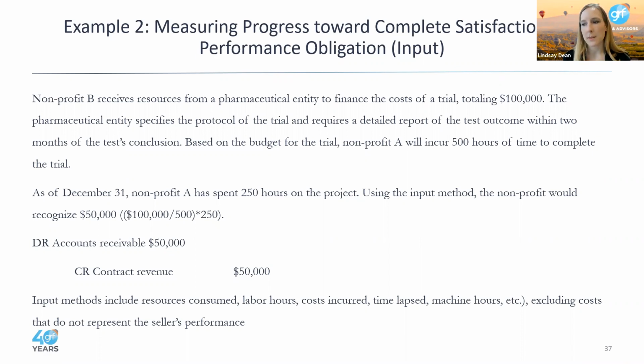One thing to keep in mind here is that you're not including costs that don't represent your performance. So for example, you might have an intern working on this project. They're putting a lot of time in, but maybe not necessarily getting towards that completion. So you're not going to want to include that as your input factor. So in this particular example, they've spent 250 hours on the project as of the end of the year, which is half of the hours that were budgeted to complete that trial. So using the input method, they're going to recognize half of the contract at that point. Then you can move to the next slide.